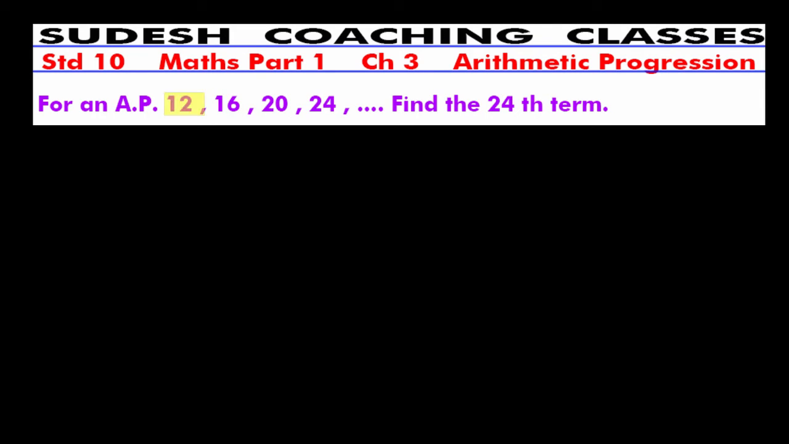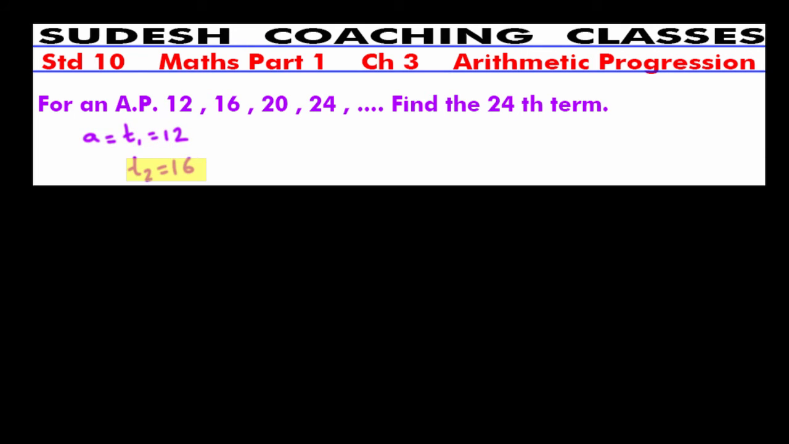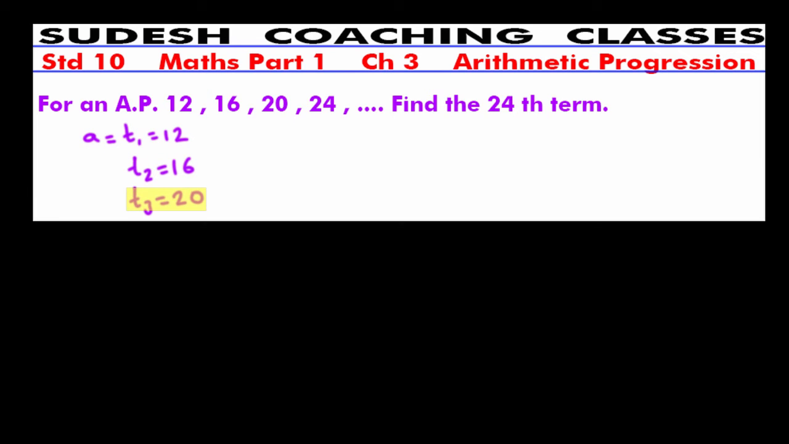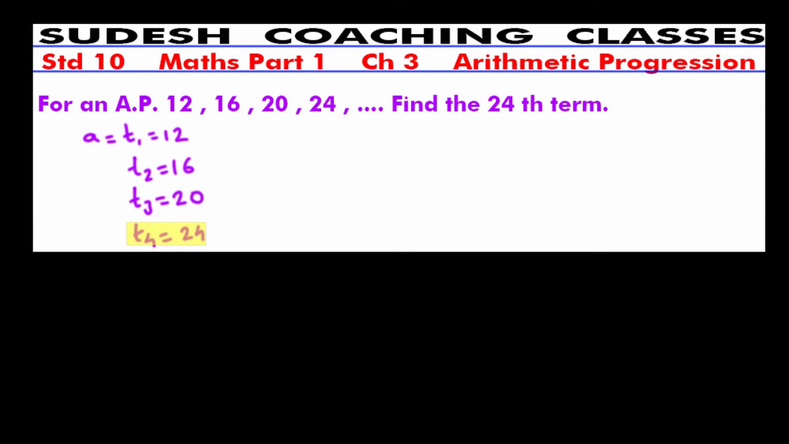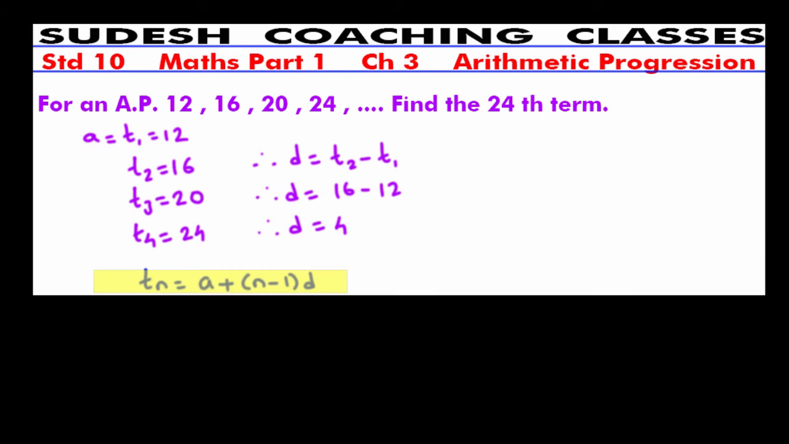For an arithmetic progression 12, 16, 20, 24, find the 24th term. Let's find it out. Here the first term T1 is equal to 12, T2 is 16, T3 is 20, T4 is 24. Let's find D, which is equal to T2 minus T1, which gives 16 minus 12, and that will give us 4. So we have A, we have D.